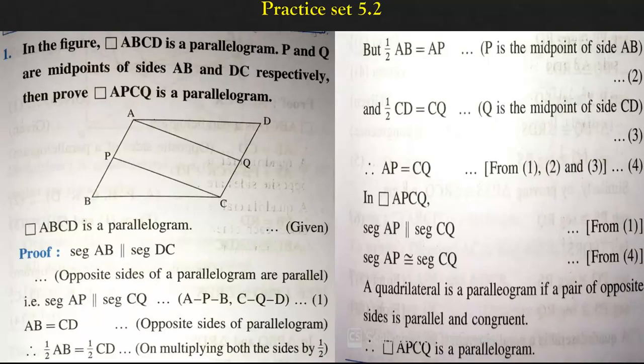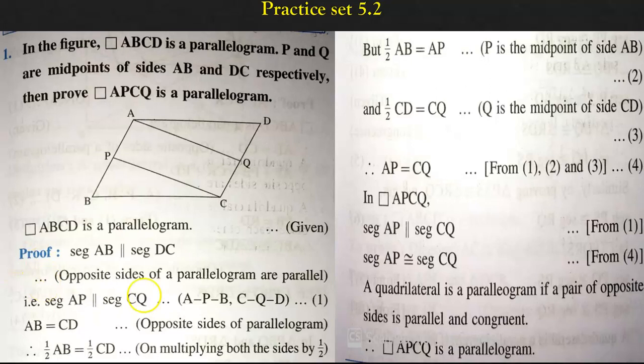Now we move on to practice set 5.2. Question number 1. In the figure, quadrilateral ABCD is a parallelogram. P and Q are midpoints of side AB and DC respectively. Then prove that quadrilateral APCQ is a parallelogram.